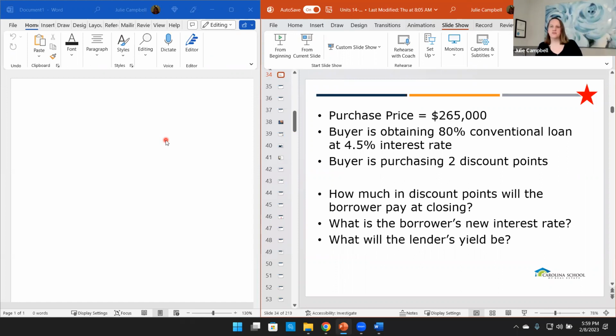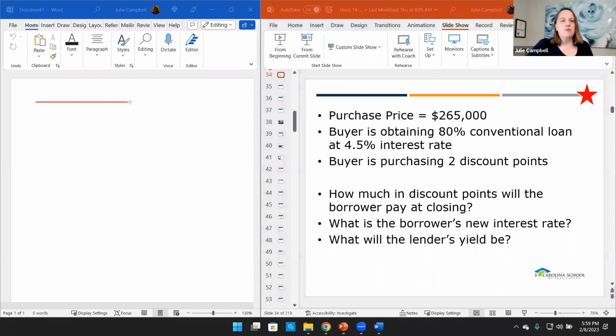So I got a purchase price of $265,000. My buyer's getting an 80% conventional loan at 4.5% interest rate. Buyer's purchasing 2 discount points. So the first thing we want to know is how much in discount points will the buyer pay at closing? How much more money will they bring to settlement to buy these discount points? So the first thing we need to do is figure out the loan amount, right? We need to figure out the number that we're working with.